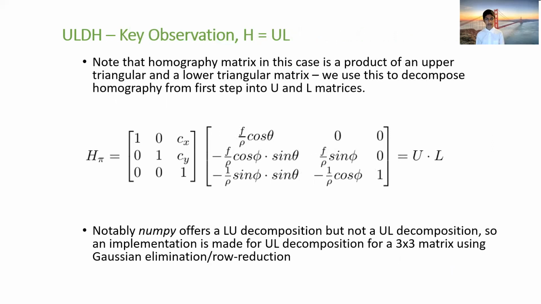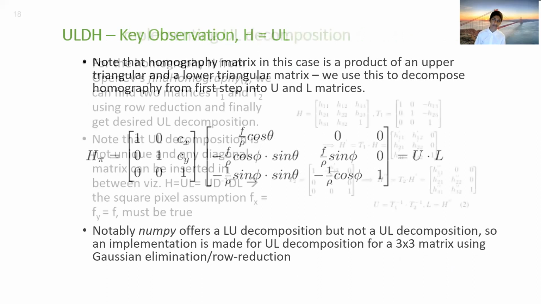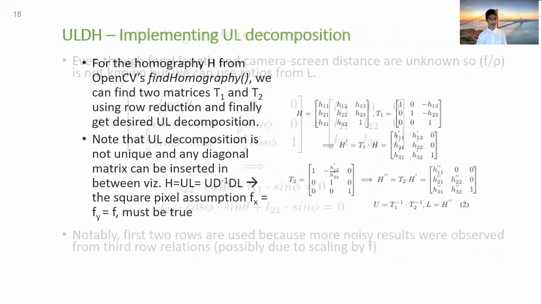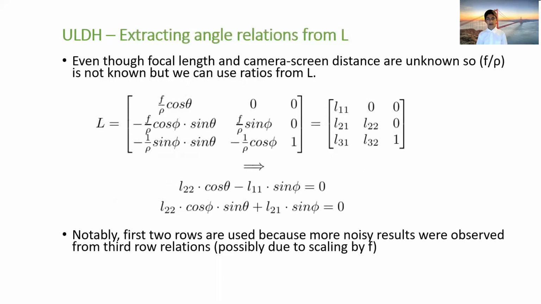As shown here, the product of intrinsic and extrinsic matrices can be rewritten as a product of square 3x3 upper and lower matrices. We also made a quick implementation of UL decomposition for a 3x3 matrix. Here we show steps for the UL decomposition, which is basically done using row reduction techniques. Now having derived an expression for homography and an estimate of the homography matrix up to scale from the side camera image, we can use the nonlinear relations to solve for theta and phi.